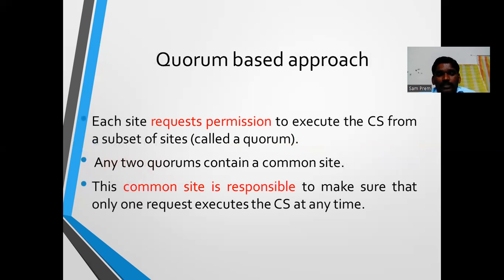Another one is the quorum based approach. In the quorum based approach, each site requests permission to execute the critical section from a subset of all sites. Each and every process has some subset of processes. If any process wants to enter the critical section, it sends a request for permission within the subset of sites. That's called a quorum. Any two quorums contain a common site. This common site is responsible for making sure that only one request executes the critical section at any time. That's called mutual exclusion.